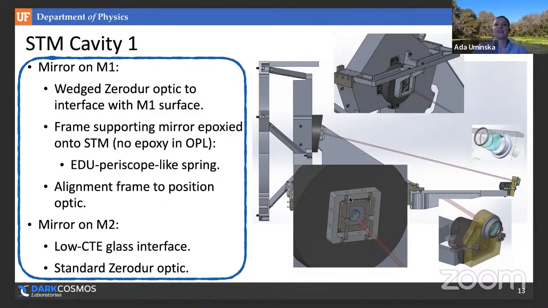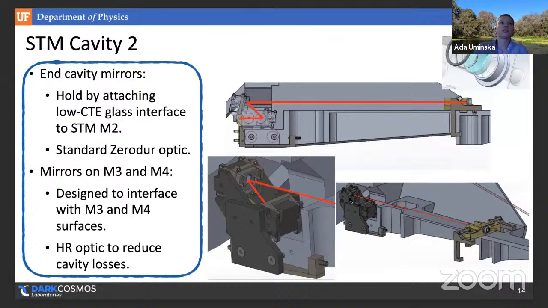So this is cavity 1 and cavity 2. There's a lot going on in this figure, but the top middle one shows the side view of this optical cavity, where we have 2 end mirrors attached to the telescope tower. And again, those are the zero-dur intermediate pieces that are pressed against the tower using a spring. And we use a standard zero-dur optic that is again pressed against these intermediate pieces with a spring washer.